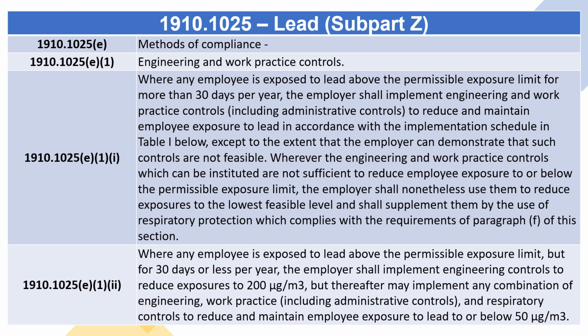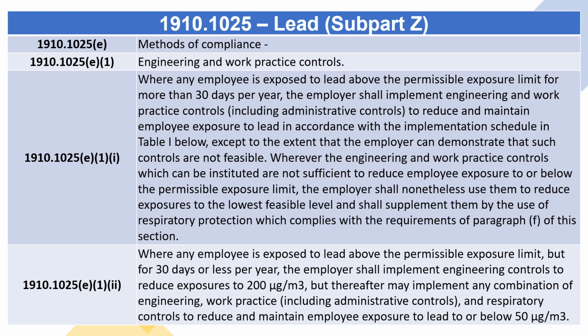1910.1025 E. Methods of compliance. 1910.1025 E1. Engineering and work practice controls. 1910.1025 E1 1. Where any employee is exposed to lead above the permissible exposure limit for more than 30 days per year, the employer shall implement engineering and work practice controls, including administrative controls, to reduce and maintain employee exposure to lead in accordance with the implementation schedule in Table I below, except to the extent that the employer can demonstrate that such controls are not feasible.